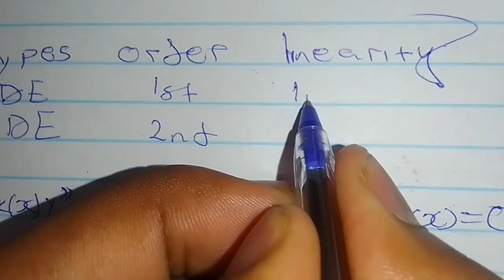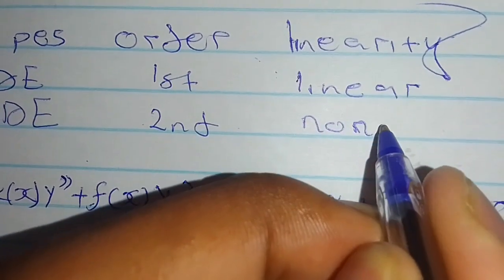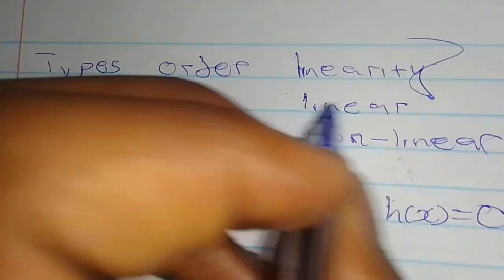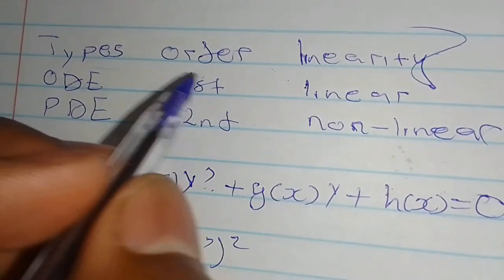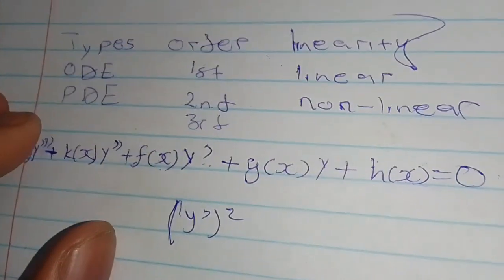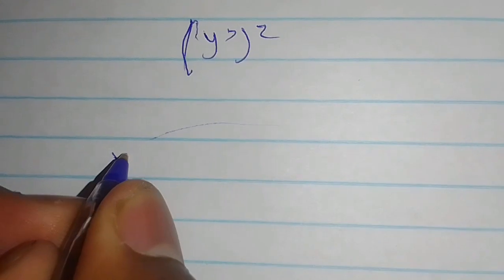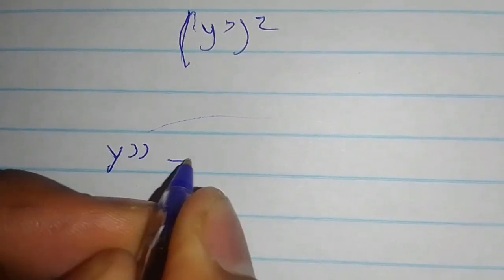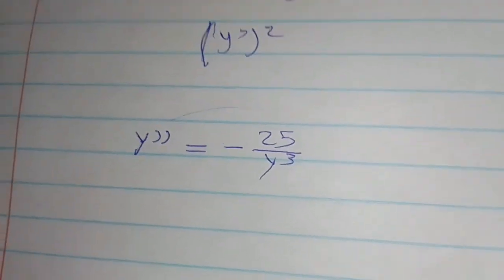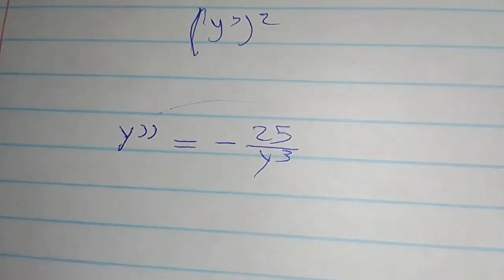So we can either have a linear or nonlinear differential equation. This is how we'll classify our differential equations. Notice that we don't technically stop at the first order, second order, third order. You can have multiple orders of that. And then let's just take a look at this one. We have y double prime equals minus 25 over y cubed. Is this linear or nonlinear?